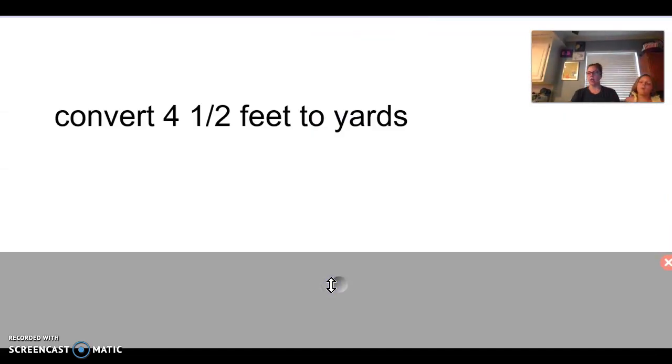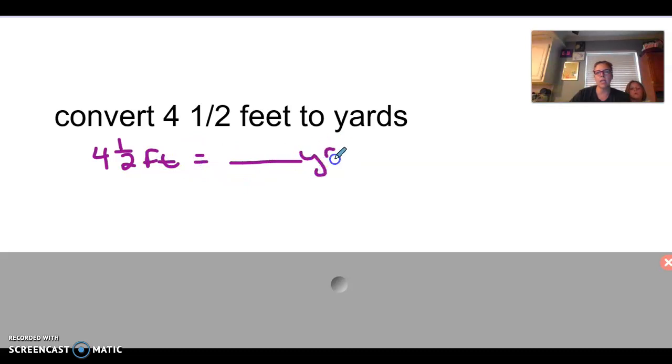4.5 feet to yards. 4.5 feet equals how many yards? Okay, so now we're going from smaller. So if we have 4.5 of these, how many of these will it make? Well, if we have 4, we know 3 will make 1. And then if we have 1 more, and then a half. Okay, so we got to figure out what it is exactly, though. So it's going to be 4.5 divided by 3, because there's 3 feet in a yard.